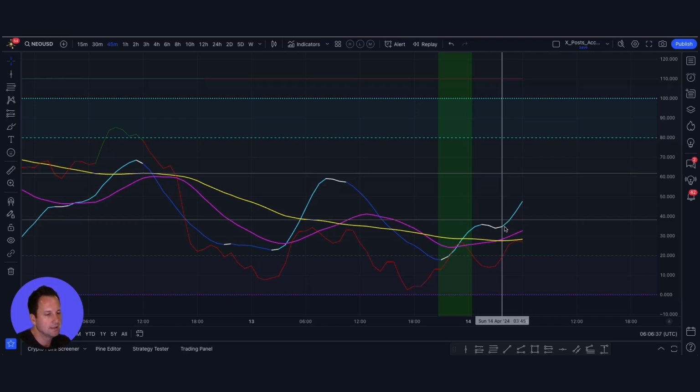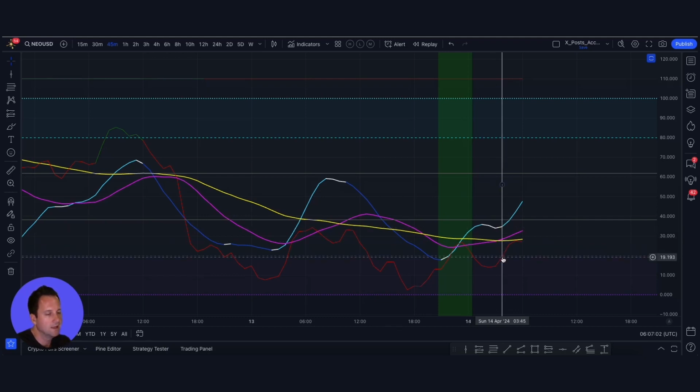The Joule has these 3 lines, blue, pink, yellow. You can see that all 3 of them are under 40. The lower, the better, but under 40 in this case. And blue has turned from white to light blue. It's also increased versus the prior row.